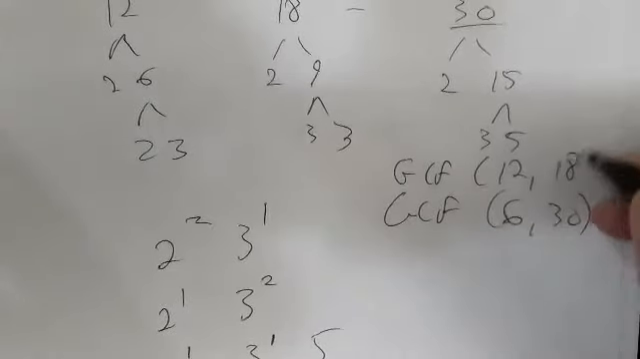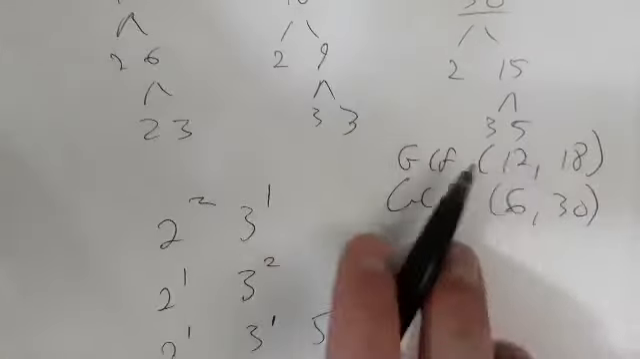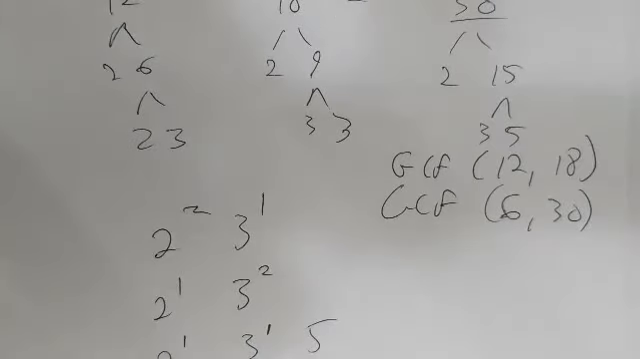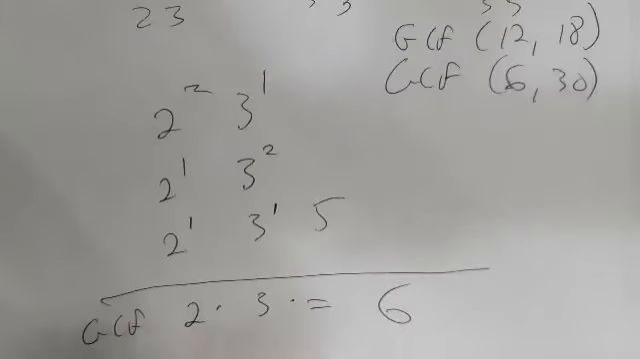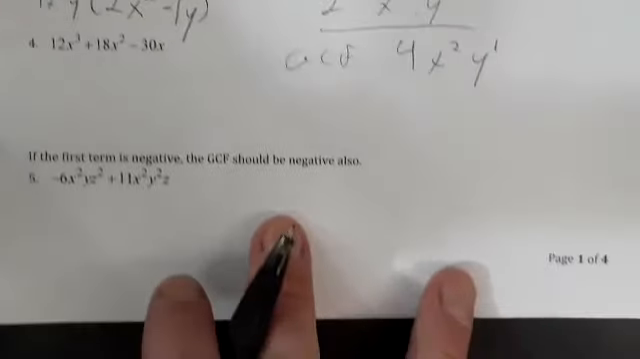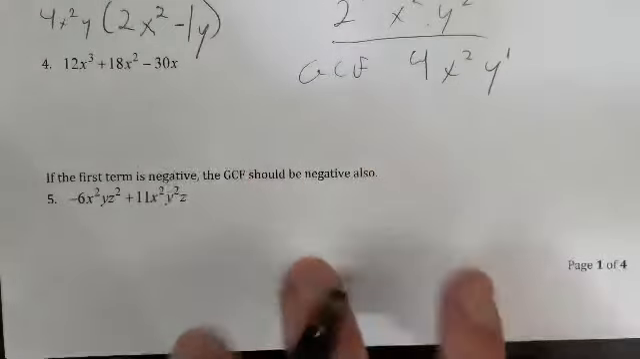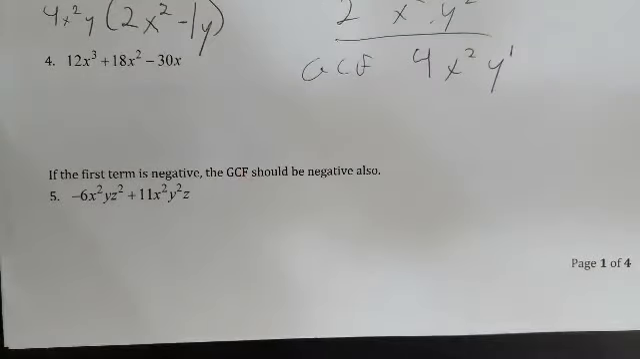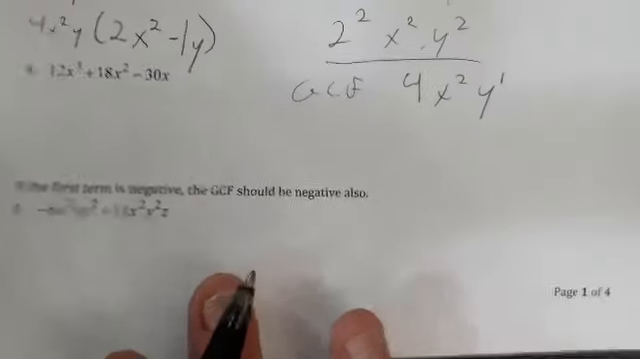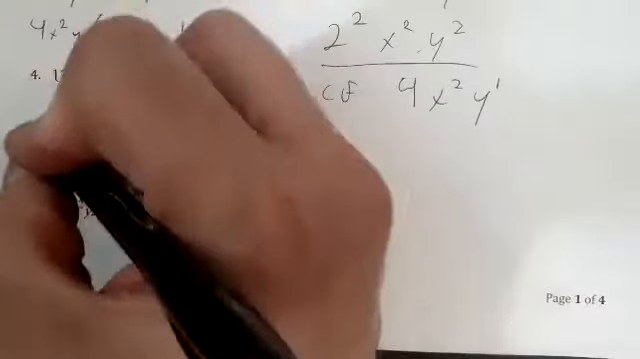We already found between 12 and 18 that it was 6, and so then we compared that to the next number. And the GCF between 6 and 30 is going to give you 6. There are a few ways you can go about finding the GCF. The prime factorization will always get you there. So the GCF between these numbers is 6. So we want to factor out the number 6.